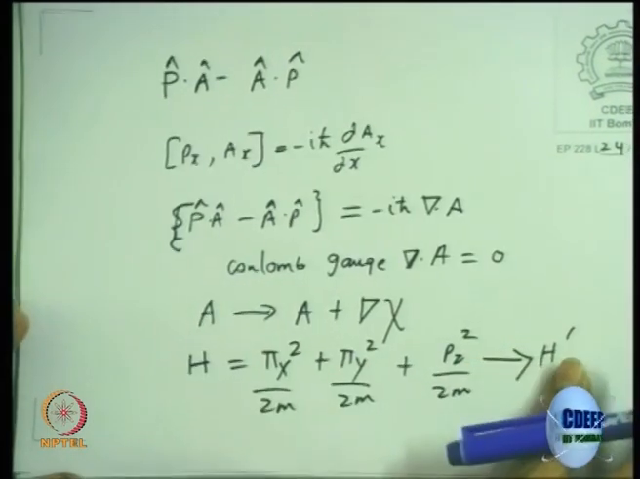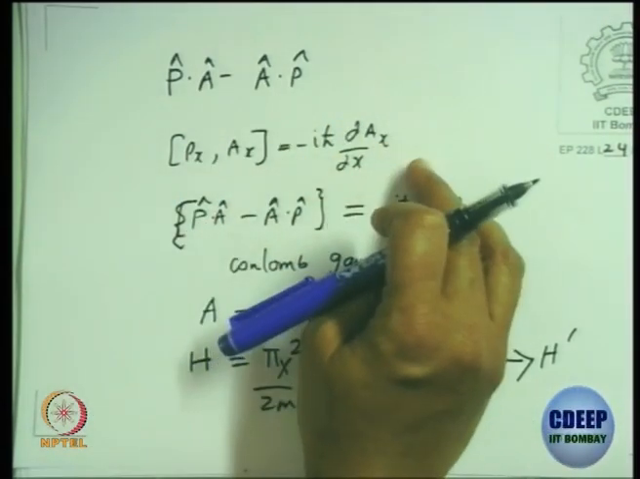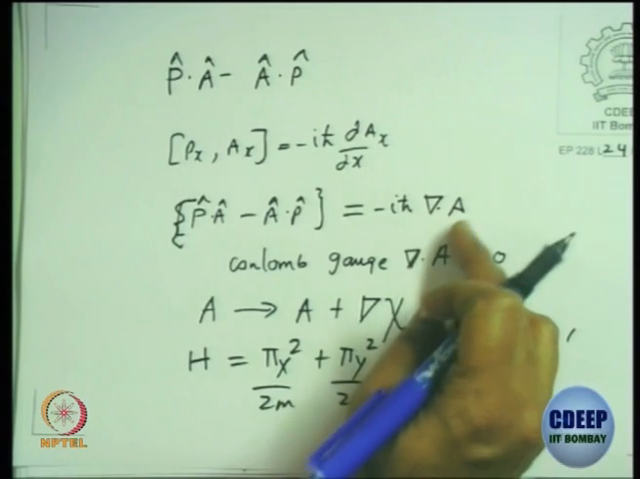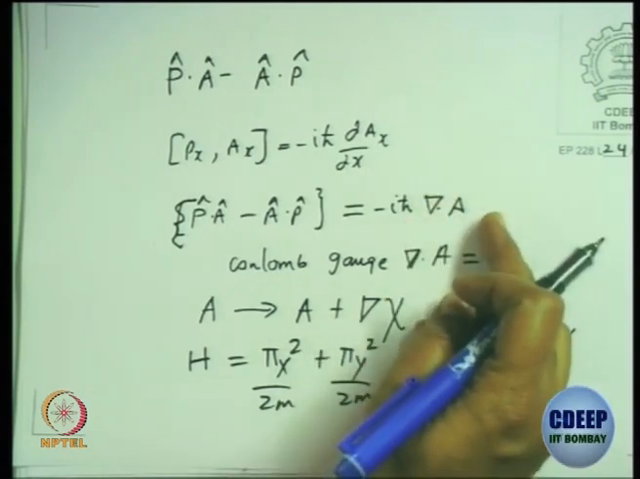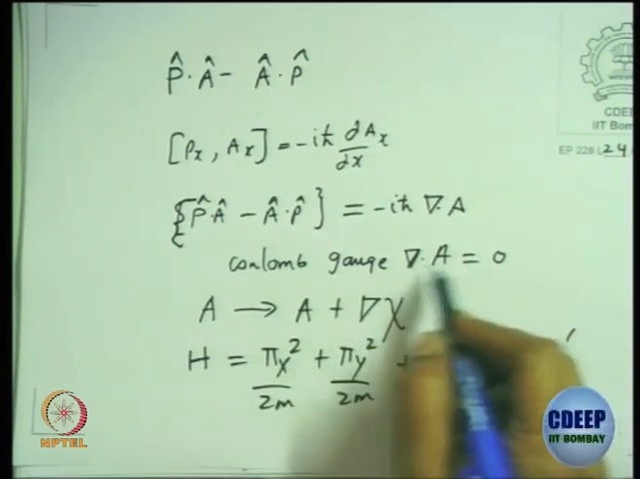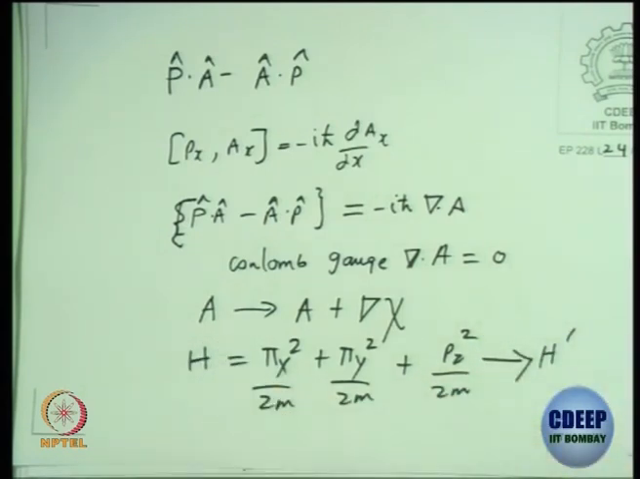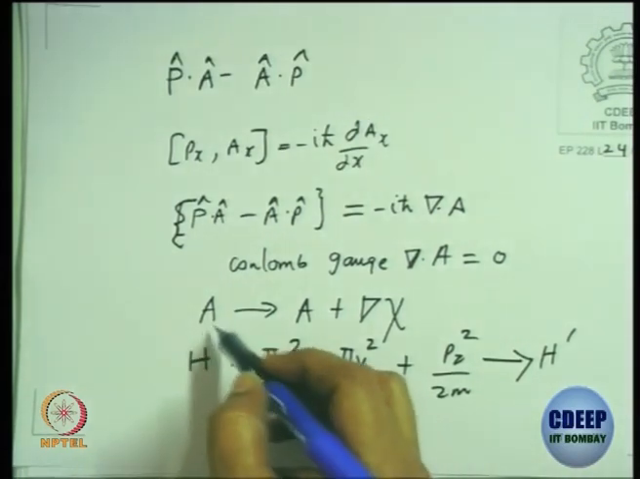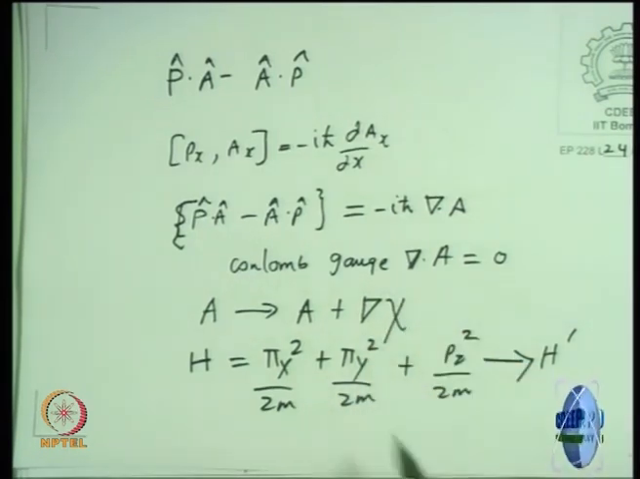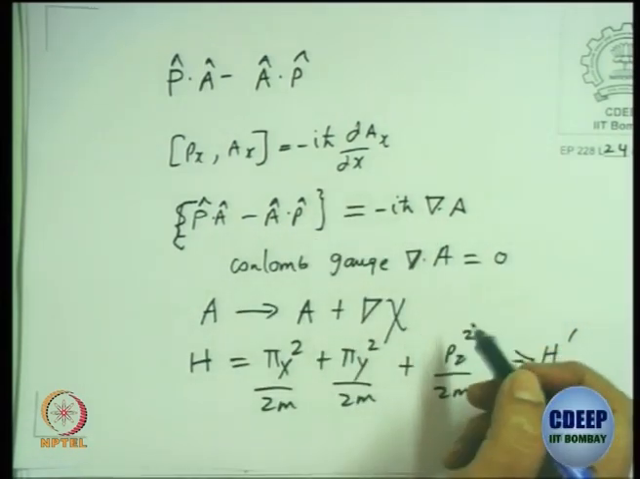Similarly, P dot A minus A dot P, with Px and Ax, is del by del x of Ax; P dot A minus A dot P is nothing but minus i h cross divergence of A, or del dot A. We can choose a gauge known as the Coulomb gauge, where del dot A is 0. Recall that the vector potential can be changed by a gauge transformation by a gradient of chi, but this change will not affect your magnetic field, which will remain the same under this gauge transformation.